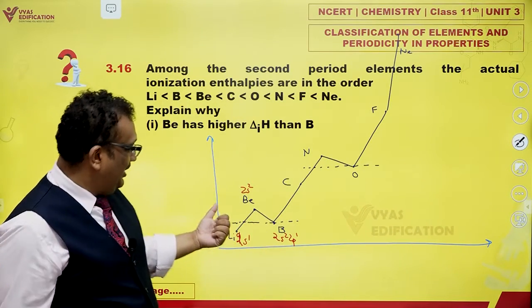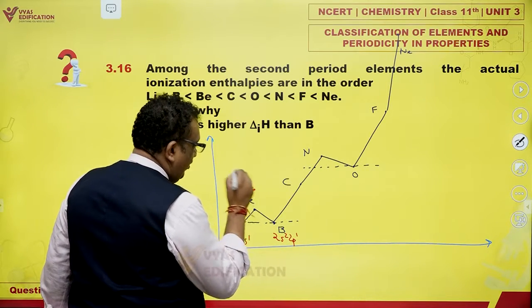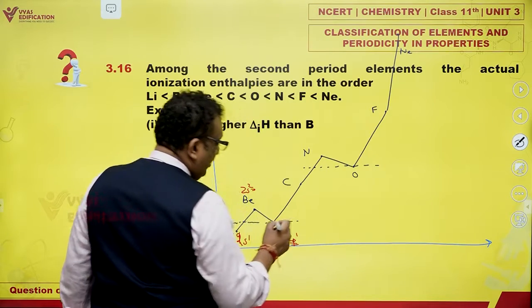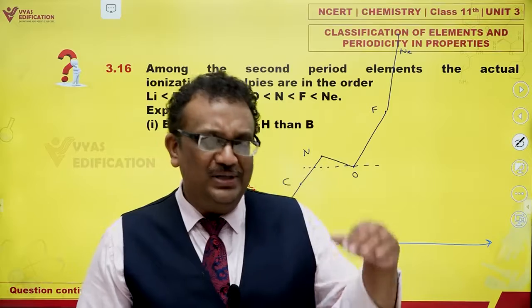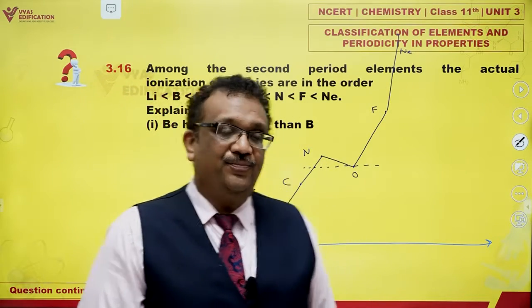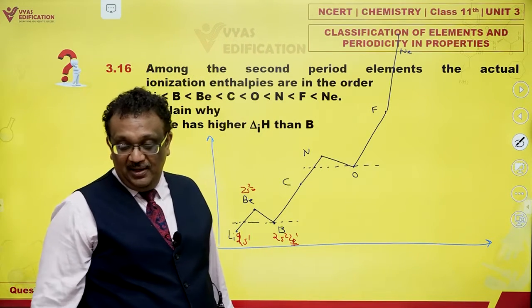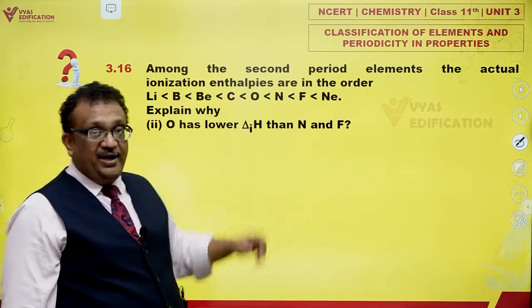S for strength. So since in the case of beryllium, 2s electron is being removed, which is more difficult, and in case of boron, 2p electron is being removed, which is easier, you find that ionization energy of boron slightly dips, and it is lesser than that of beryllium slightly. This was the explanation which was expected here. And then we have the next question also. O is lesser than nitrogen and fluorine.